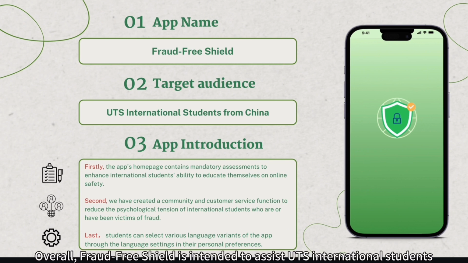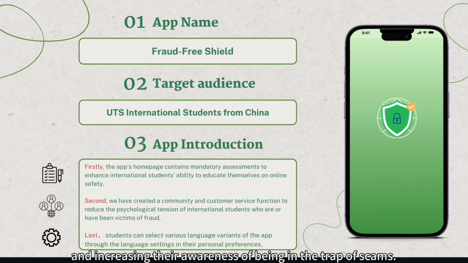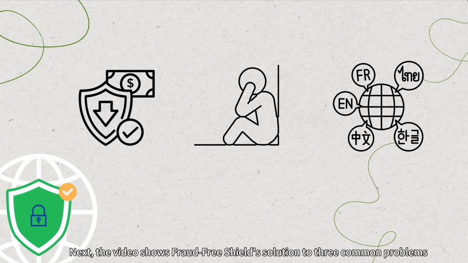Overall, Fraud Free Shield is intended to assist UTS international students in minimizing the risk of telecom fraud and increasing their awareness of falling into the trap of scams. Next, the video shows Fraud Free Shield's solution to 3 common problems.